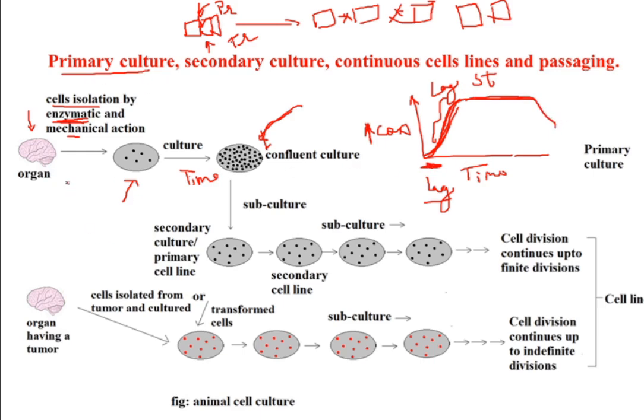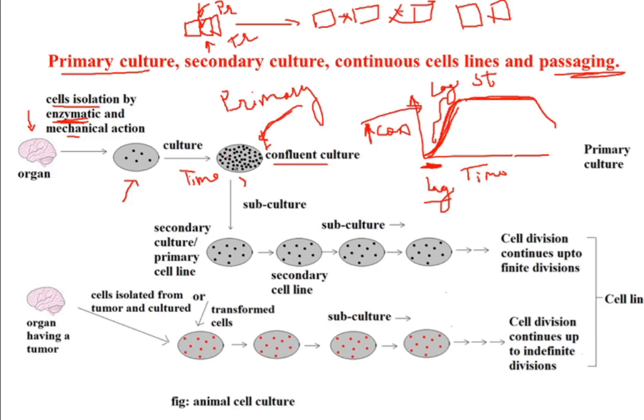So what is primary culture? When you excise the cell from the organ, you put it into the media, it will start dividing, and then once 100% confluency is attained, what will you do? You will do a passaging. Passaging means you will take out a required number of cells. This is called a primary culture. So the cells are isolated from the organ, put into the media and let to grow. When confluency is formed, this is called primary culture.